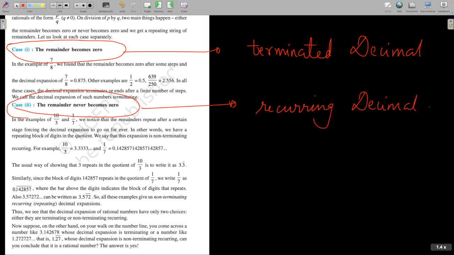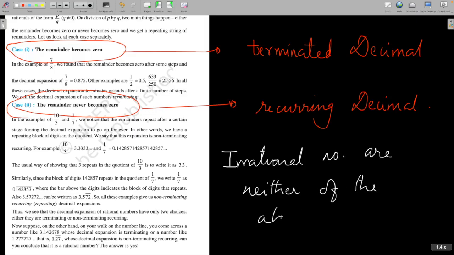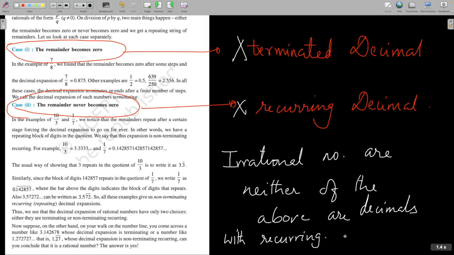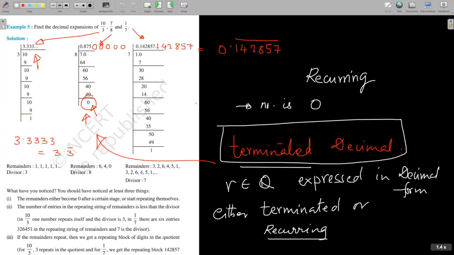And this helps us to define irrational numbers. Irrational numbers are neither of the above. So it's neither a terminating decimal nor a recurring decimal, which means that irrational numbers are decimals without recurring of any pattern. And now you see why the previous example was a very interesting example. So I'll just write it down on the next page.